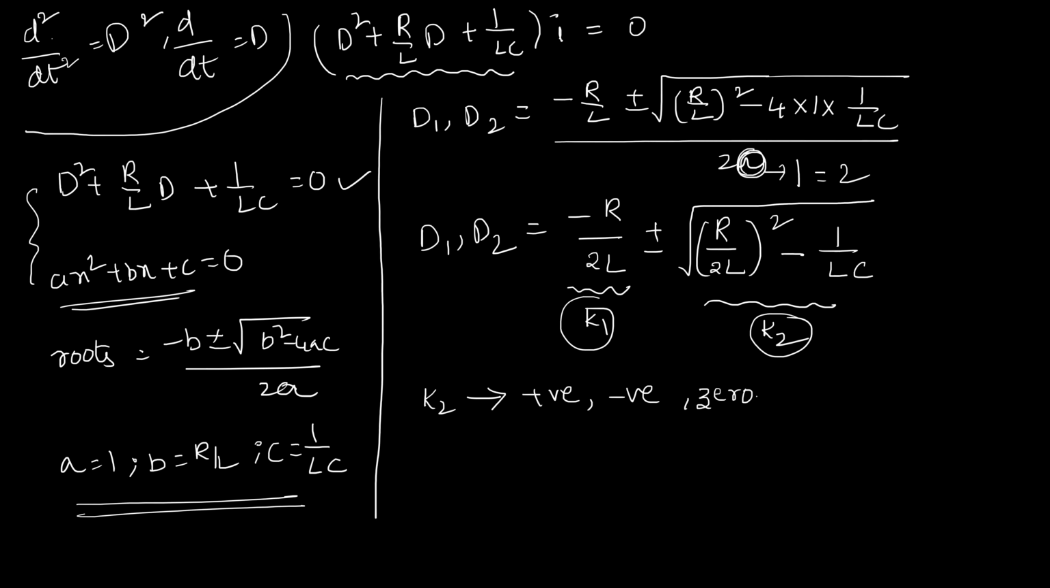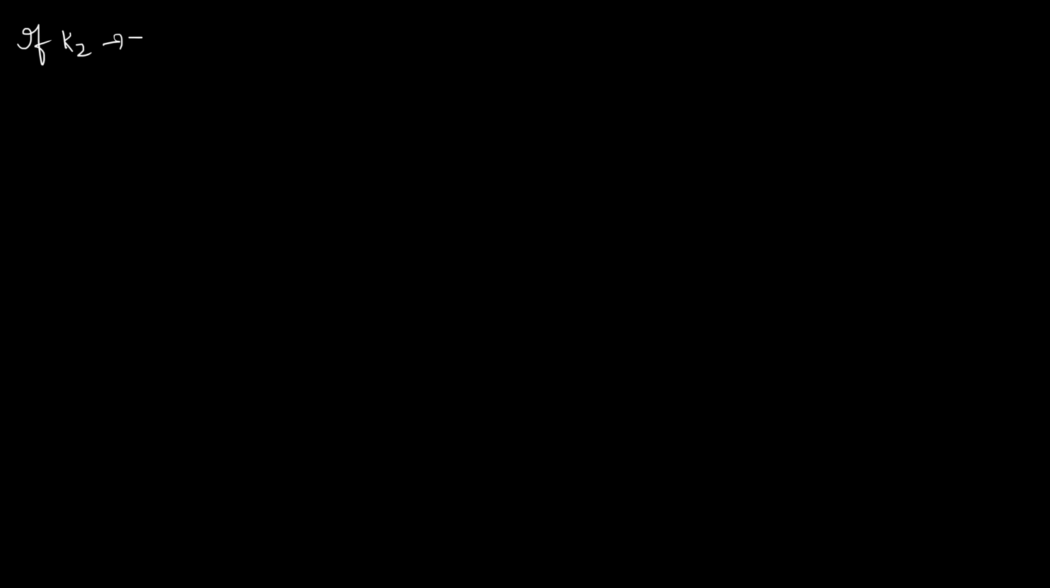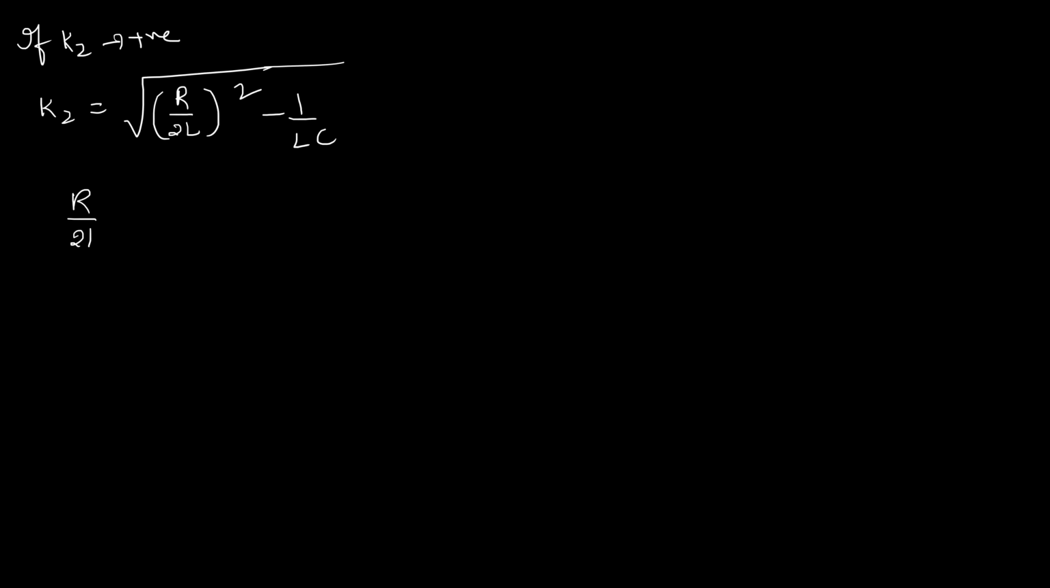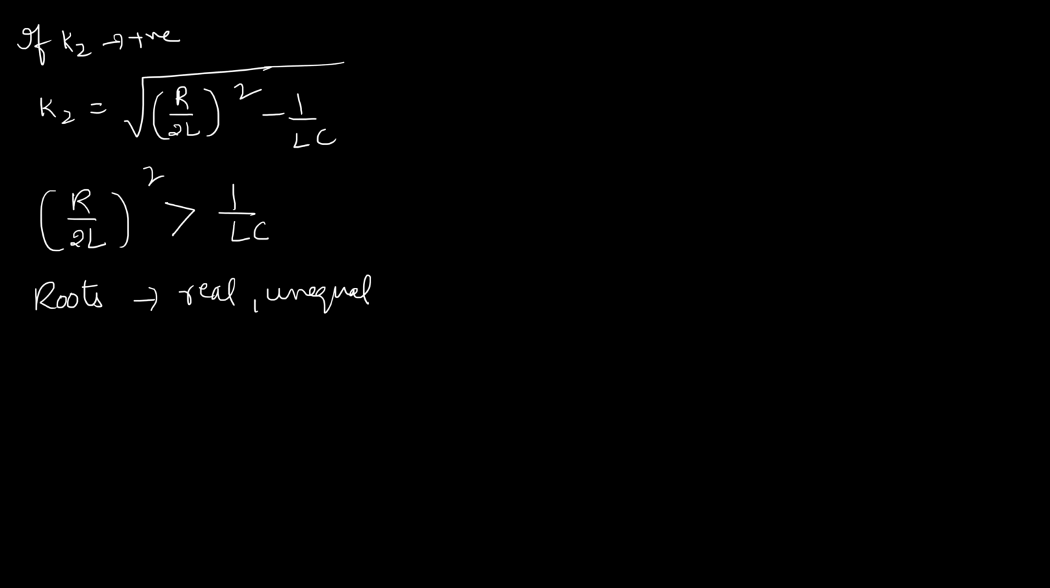First let us assume that K2 becomes positive. What is K2 actually? K2 is root of (R by 2L) whole square minus 1 by LC. K2 will become positive when (R by 2L) whole square is greater than 1 by LC. If this condition is happening, then we may say K2 is positive. So how will the roots be? The roots will be real and unequal, and under this condition we can expect an overdamped response.